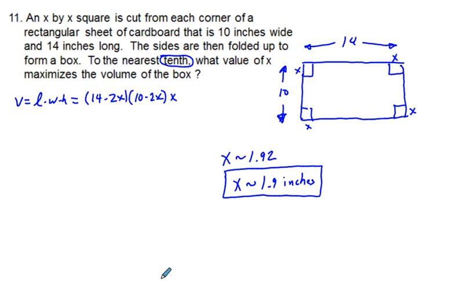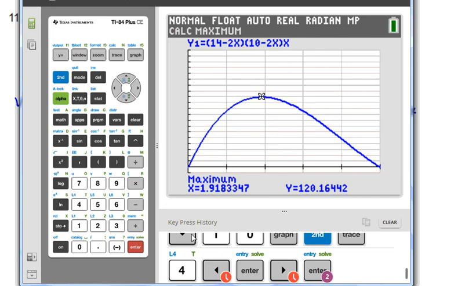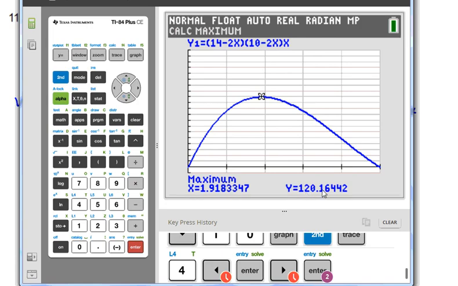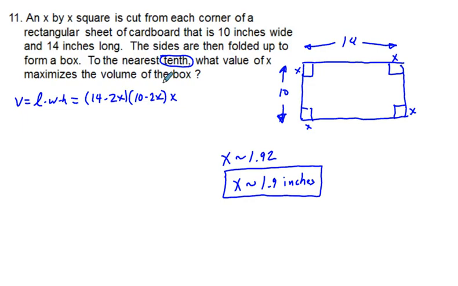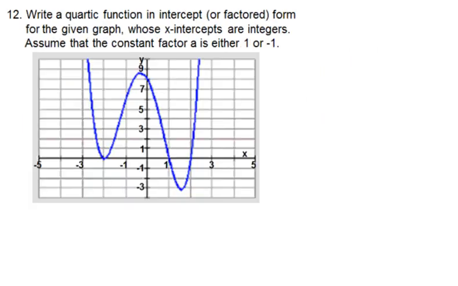And what is the volume of the box going to be at x equals approximately 1.9 inches? Well, it's going to be 120 cubic inches. Okay, next, problem 12. Write a quartic function in intercept form or factored form for a given graph. I think the test will say intercept form, but factored form is a way that I've said it also.